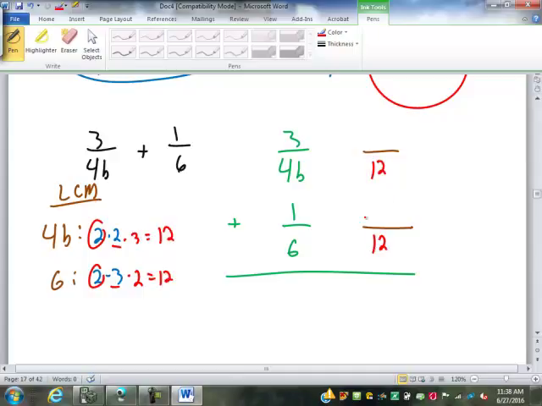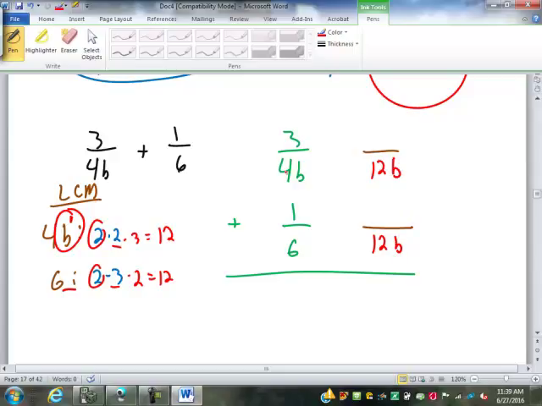But what about the variable? Remember, for least common multiples, is it the lowest or the highest power? Highest for least common multiple. So we have the b there. There's no b here. So our highest power is 1. So it'll be b to the 1, or just b.